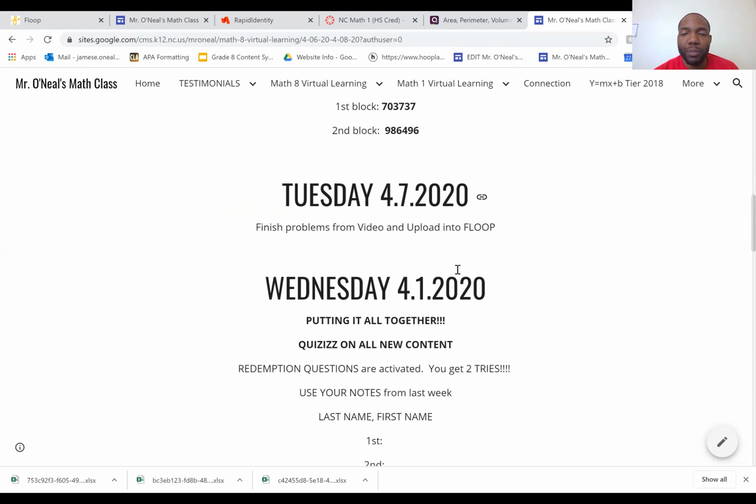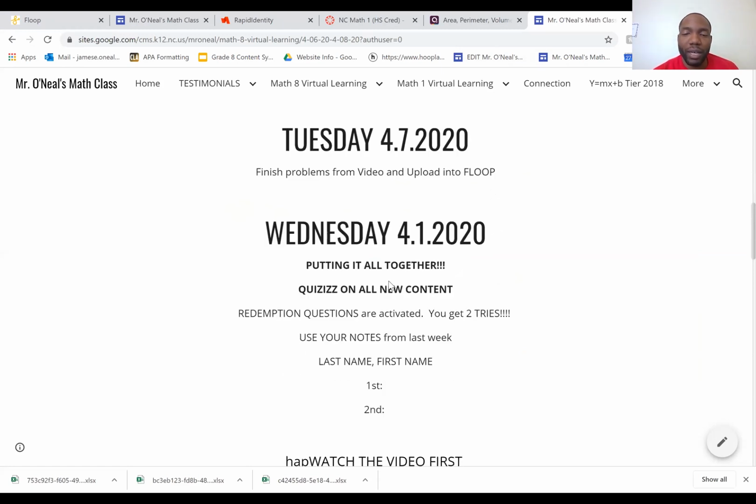And then Wednesday, we'll put it all together. There will be a quiz on new content. Redemption questions will be activated, and you'll get 2 tries. Use your notes. Everything on the quiz will be the work from squares and cube root equations, the real number system, identifying what the real numbers are, then the work we're doing today, which is area, perimeter, surface area, and volume of squares and cubes, and then the other assignment from Tuesday, which would be an extension from today. All right, so that's the work.